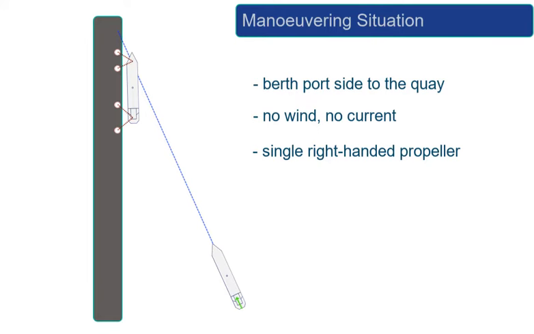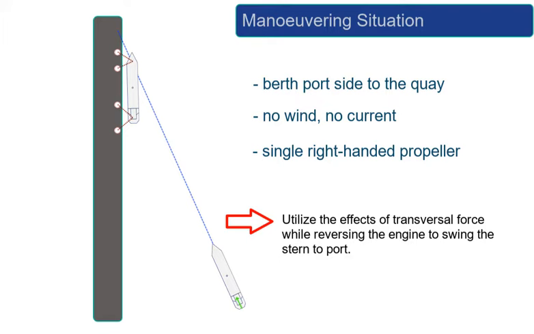The ship is fitted with a single, right-handed propeller. Here, there is one note that, for the right-handed propeller, when reversing the engine, the effects of transversal force will turn the ship's stern to the port side. This situation will utilize the characteristics of the right-handed propeller for docking a ship.